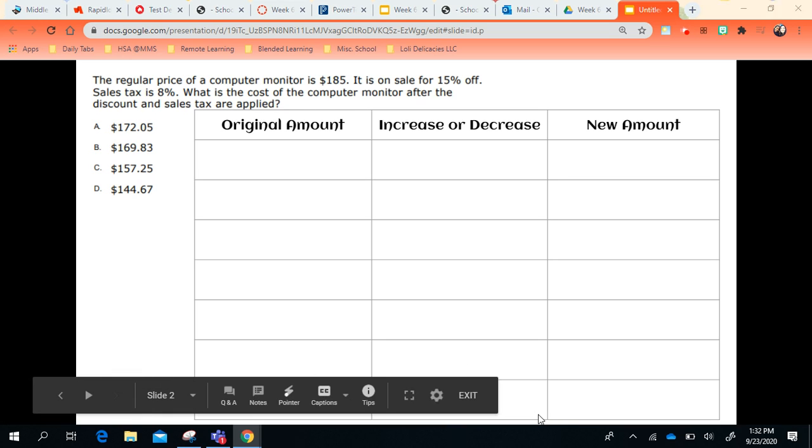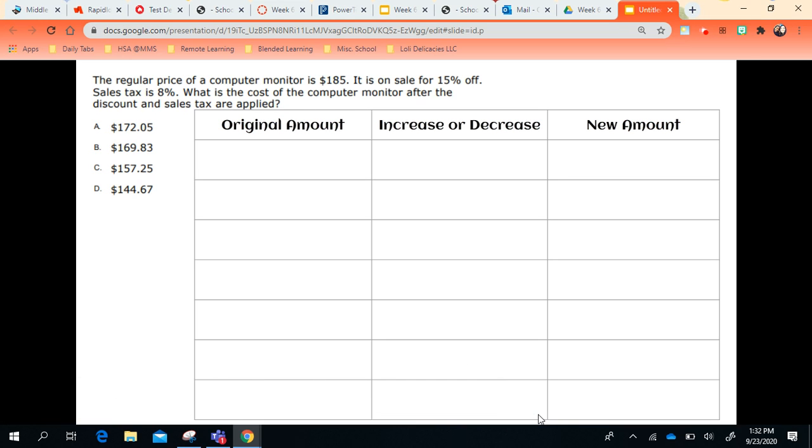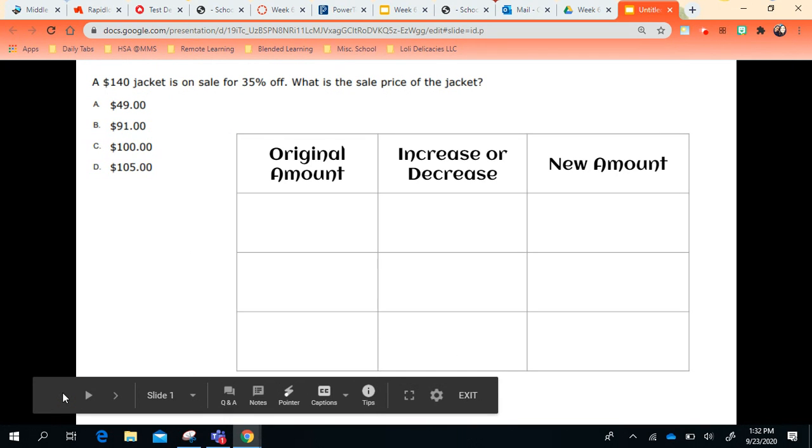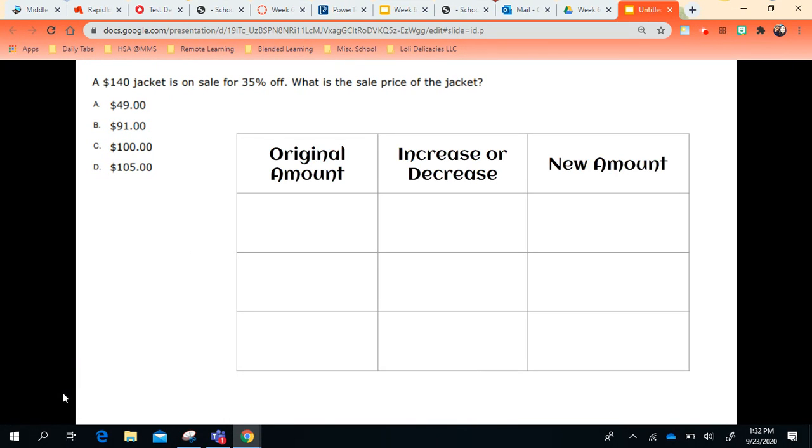Okay, so we're going to go ahead and go over one step increase decrease problems. So let's go ahead and start by reading our problem the first time. It says a $140 jacket is on sale for 35% off. What is the sale price of the jacket?